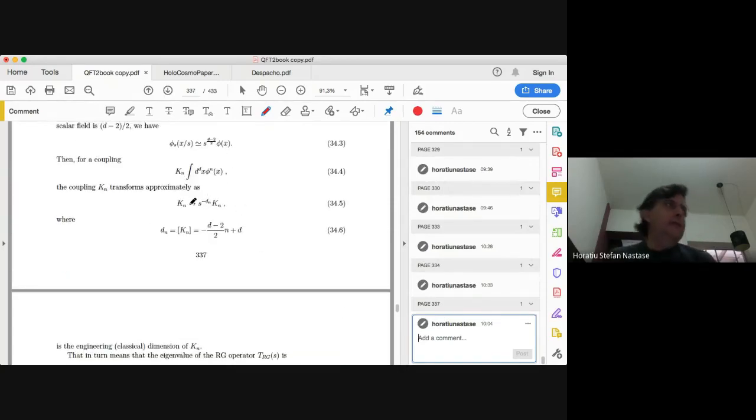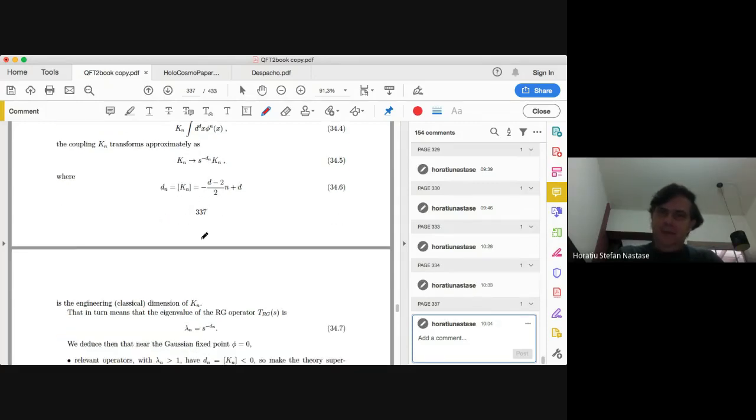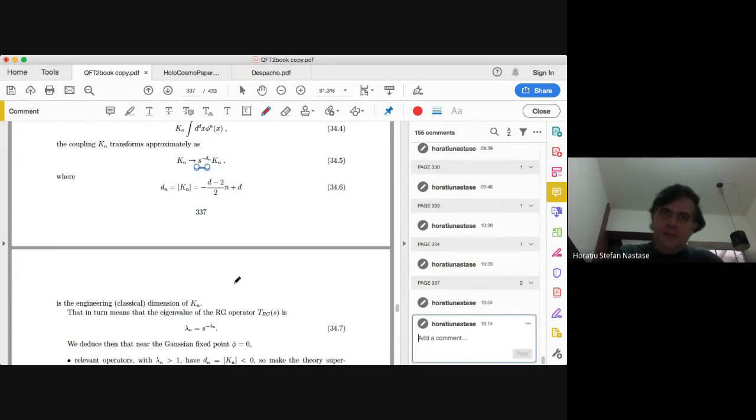So the RG transformation from last time, we described it last time as a motion in parameter space. And that motion in parameter space could be diagonalized. We find eigenvalues and eigenfunctions, or eigencouplings if you want. And apparently Kn is an eigencoupling, and its eigenvalue is s to the minus dn.